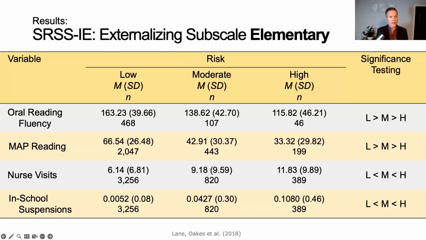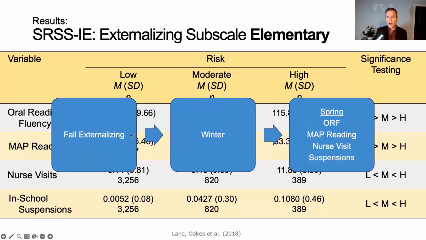And a similar pattern occurred for their measures of academic progress. Their MAP reading goes down as their behavioral risk goes up. Nurse visits increased and in-school suspensions increased, so much so that all of these had statistically significant relations from low to moderate to high, from fall to spring.